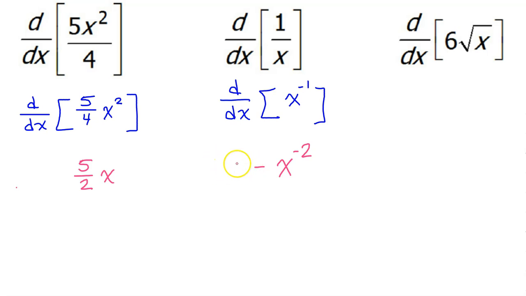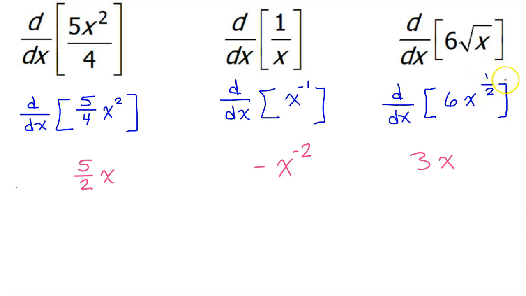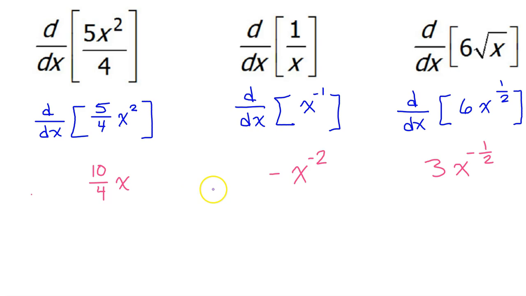For the last one, think of 6 times the square root of x as 6 times x to the 1/2 power. One more time, we have not taken the derivative yet, so the d dx should still be there. Now we use the power rule and multiply the 1/2 times the 6, and we get 3. Then we reduce the exponent by 1. 1/2 minus 1 is negative 1/2. And that's it. By the way, these are all acceptable answers for a free response question.